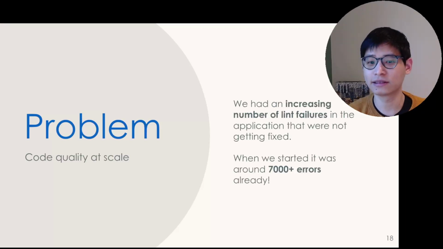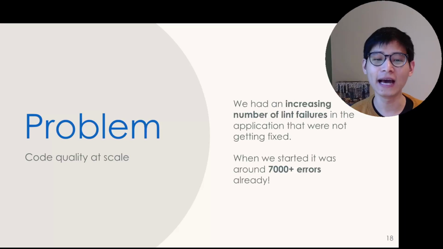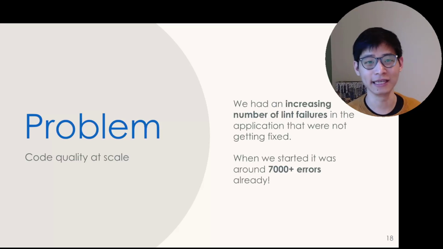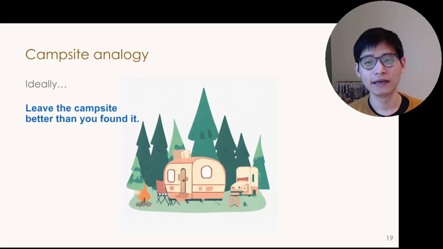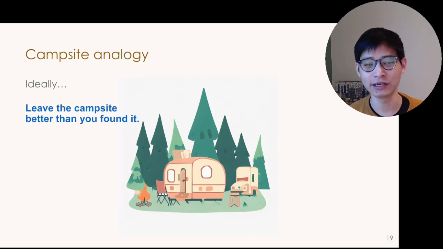So the problem that we were facing was that there were so many lint failures in the application because of the lifetime of the app, right? It's been 8 years. Stuff has been upgraded, migrated, refactored, and we actually ended up topping 7,000 errors in the application, which is crazy. So ideally, the way to fix this is that you leave the campsite better than you found it. So every time you touch a file, you fix all the lint failures there, and then you commit that. And over time, you'll end up in a better state than 7,000 errors.